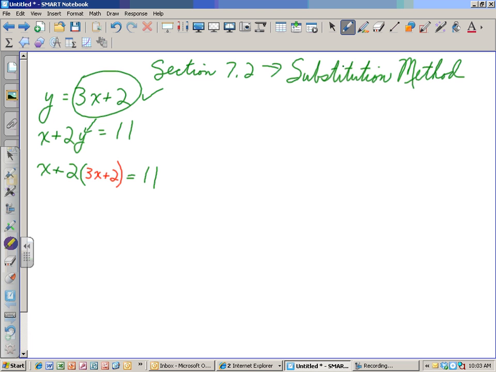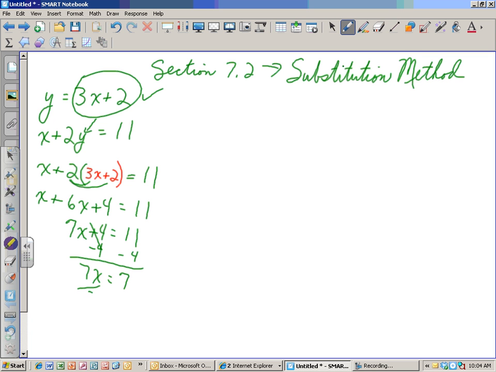Watch what happens now. I have x plus 2 times 3x is 6x, 2 times 2 is 4, and that equals 11. x plus 6x is 7x, plus 4 equals 11. Subtracting 4 from each side, 7x equals 7. Divide by 7, and so x equals 1.